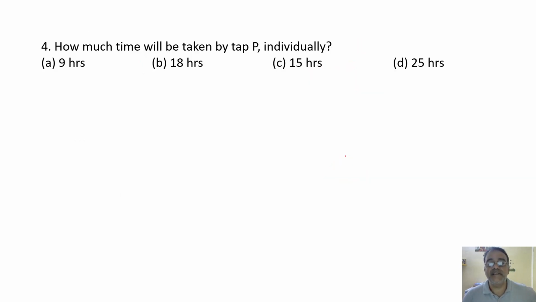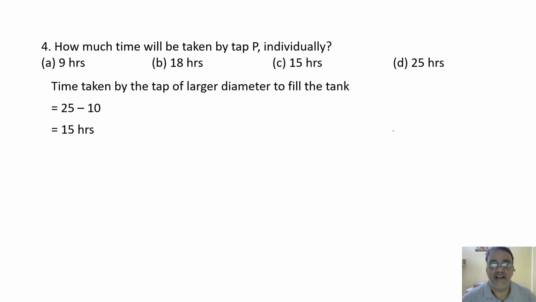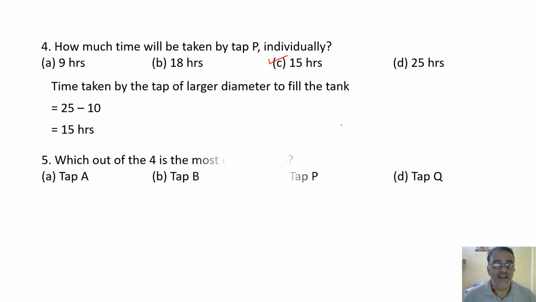How much time will be taken by tap P individually? So x minus 10, 25 minus 10. 15 hours. Yes, 15 hours. And the correct option is option C. And the last question, which out of the 4 taps is the most efficient tap?